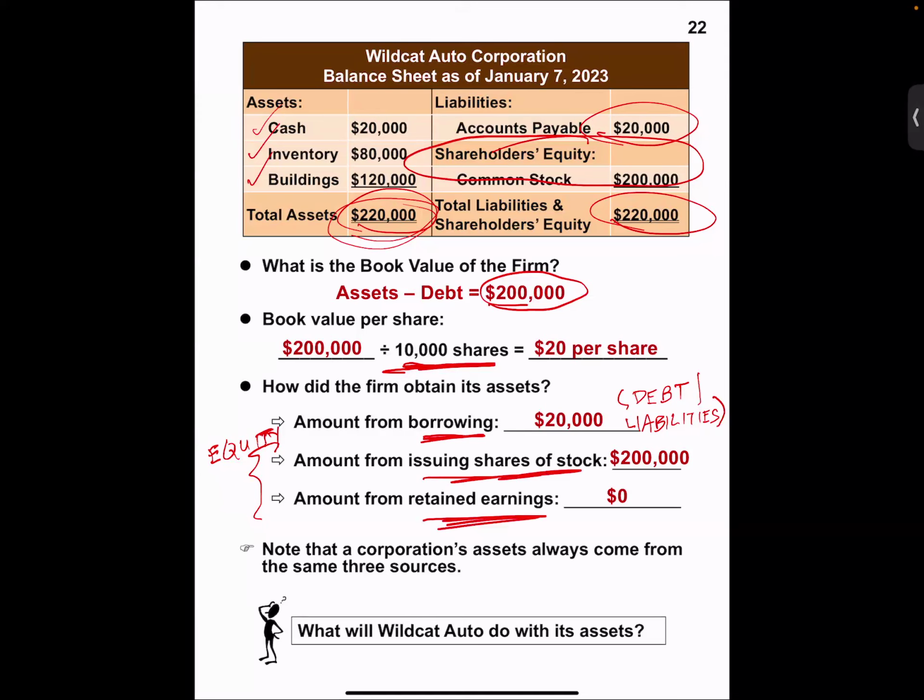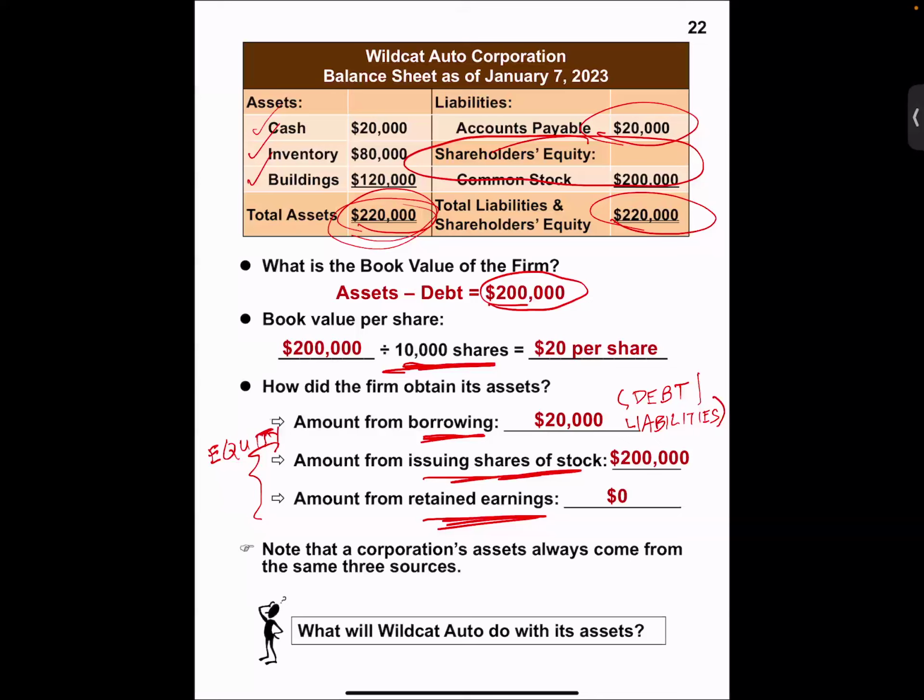Okay. Next question, which will lead into our next lecture. What is Wildcat going to do with its assets? Why does it have cash? Why does it have inventory? Why does it have buildings? Well, they're going to start running their business, right? Their business is trying to sell their cars.